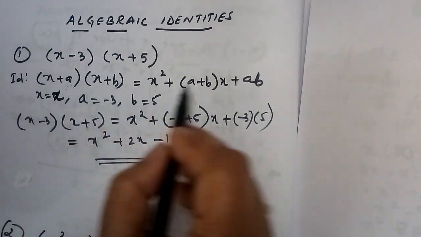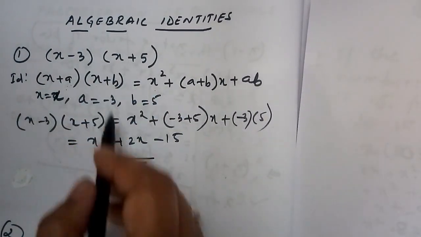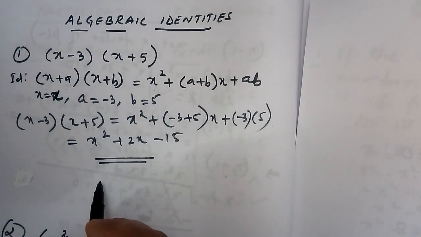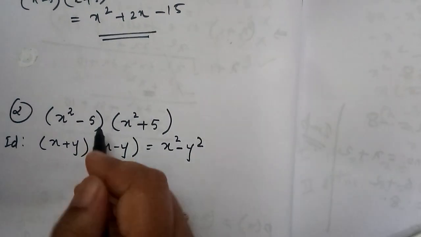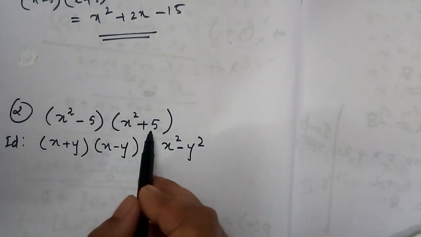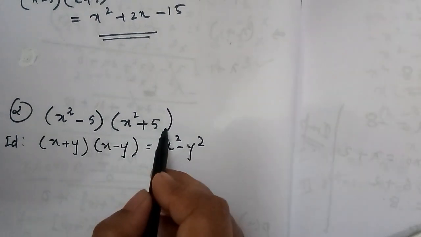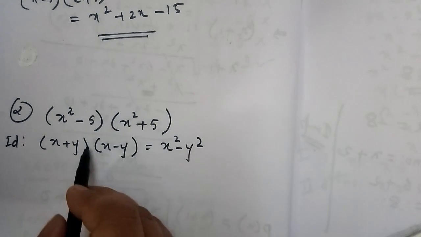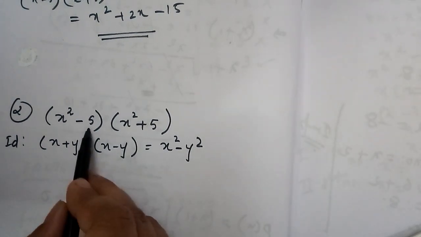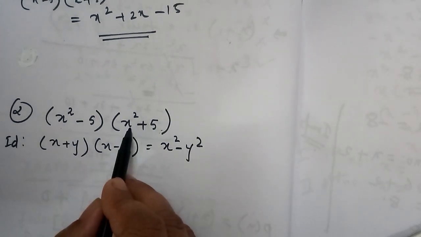The first step is you write the identity, you identify all the terms as per your question, and then you put the values and solve it. Coming down to the second one now, here I have x square minus 5, first bracket, x square plus 5, the second bracket. Again, it has two terms over here, but the difference is, the second term is same in both of them, and the first term is also same.